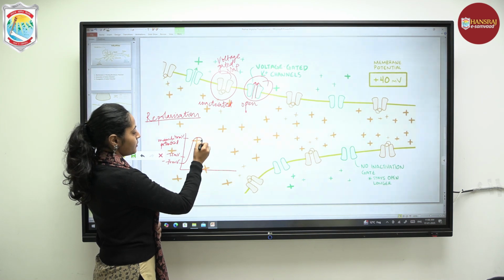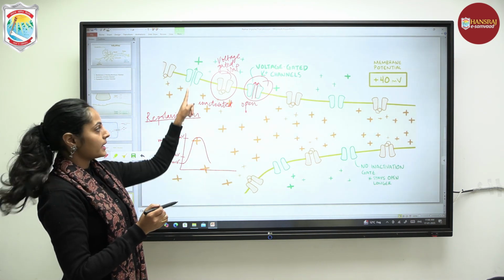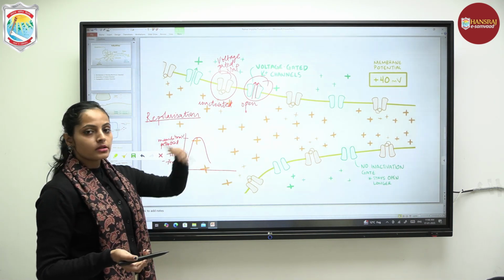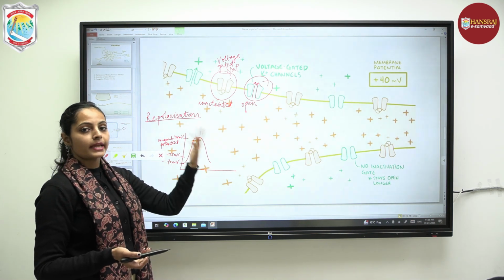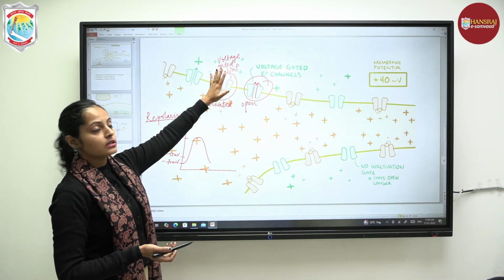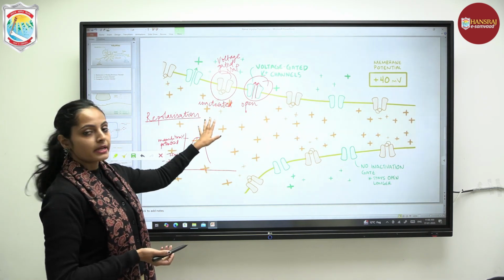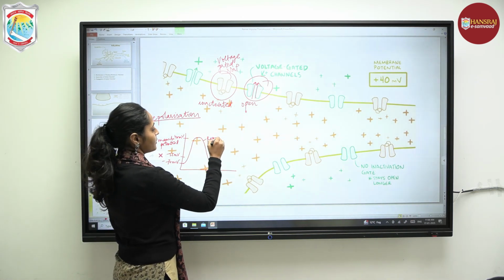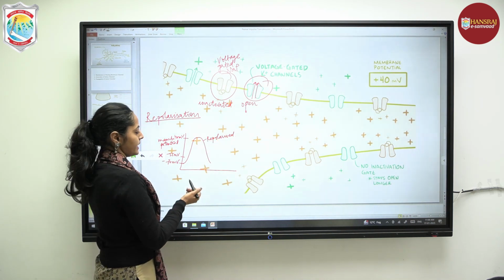What happens now? Repolarization is occurring, which means sodium is not coming in, but potassium is going out. That means positive is leaving. So slowly the positive will come down and we will again reach the negative state inside, because the voltage gated potassium channels are open, so potassium is leaving, so inside becomes negative and the action potential falls. This is called repolarization. The membrane is repolarized, coming back to the polarized state.